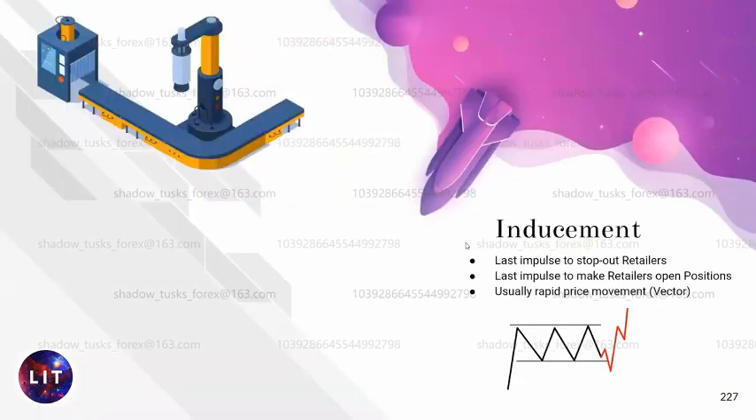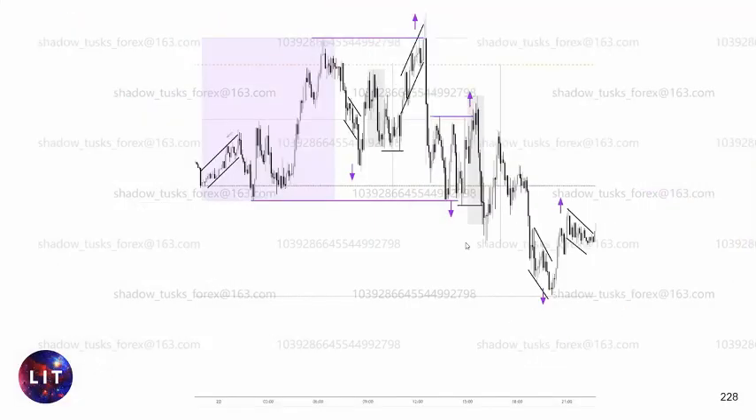Again, this is the last impulse to stop out retailers, or the last impulse to make retailers open their positions. Obviously, ideally, it does both, and then we always want to see it followed with some vector candles. So let's look at our inducements. We've missed one. So inducement low, price trades away, and then we obviously come out of Asia, Asia high and low, go into our build up, vector down, inducement low. Again, where's the target? The next liquidity point, Asia high.